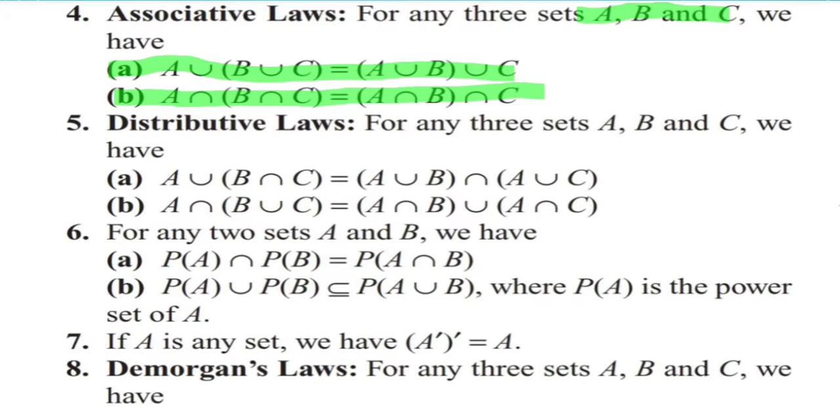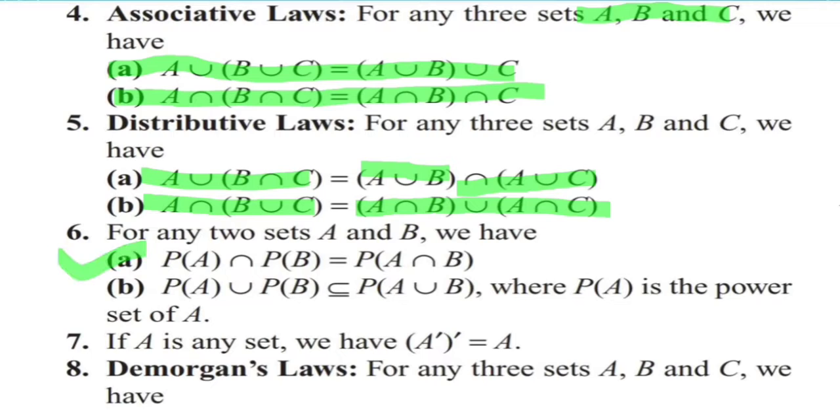For any three sets A, B and C we have, first one, A union (B intersection C) which equals (A union B) intersection (A union C). Next, under distributive law, A intersection (B union C) which equals (A intersection B) union (A intersection C). Next, we go for the next property on sets.